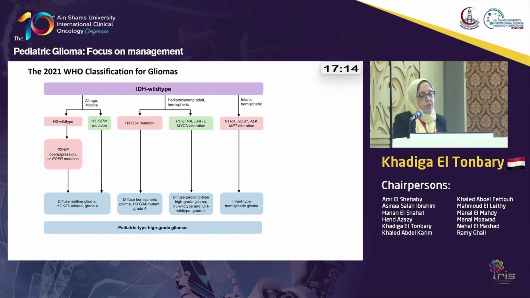For the high-grade gliomas, mainly the H3 wild type, with all age groups included, which includes the midline H3 wild type or the H3K27M mutation, which gives rise to the diffuse midline glioma, grade 4. Pediatric young adult hemispheric and infant hemispheric glioma give rise to the infant-type hemispheric glioma, which is a bit different in its prognosis.